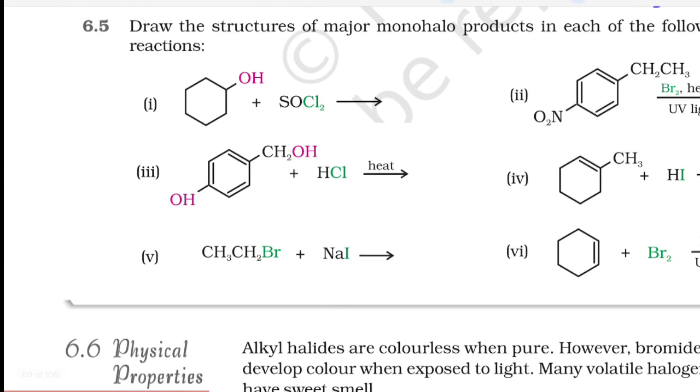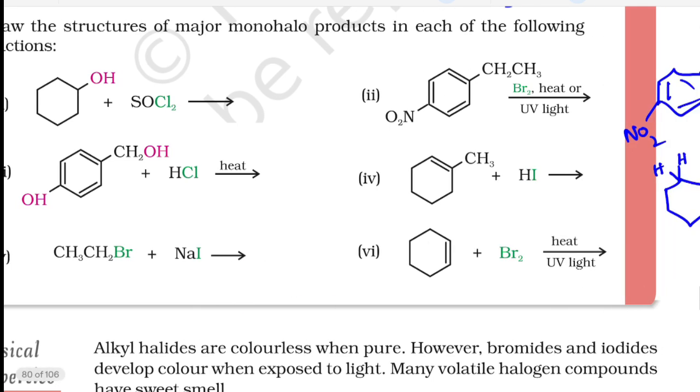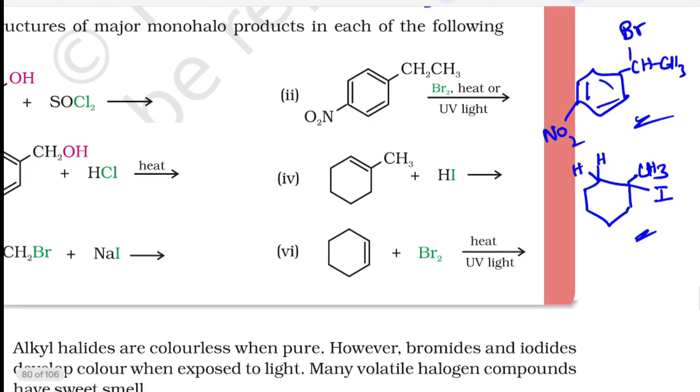Next, the reactant you are treating with sodium iodide. This is the halogen exchange method. In the first video we have already studied the halogen exchange method. Here bromine is exchanged with iodine. So you will get CH3CH2I. This is the product.